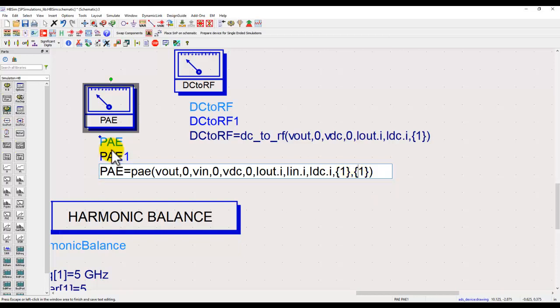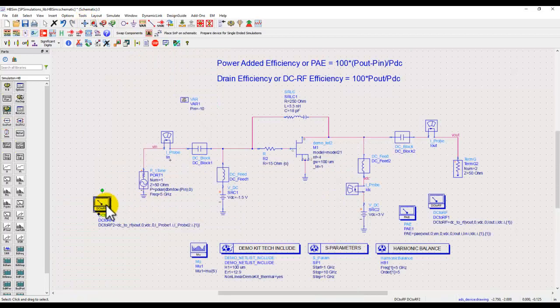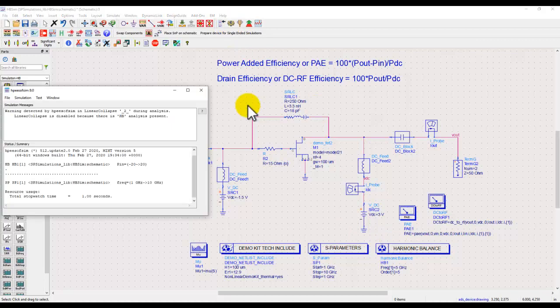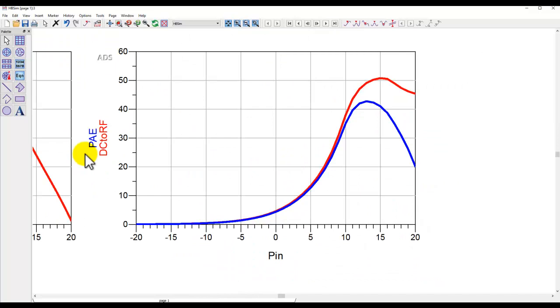But in case you're using this function and you're designing a frequency multiplier, your input index can be 1 and the output index can be 2 or 3 or 5, depending upon what kind of frequency multiplier you might be designing. Now with these two things set up, and we already have a power sweep set up in harmonic balance, we go ahead and run the simulation, and here we can notice the efficiency plot.